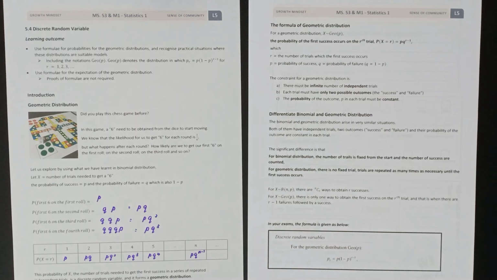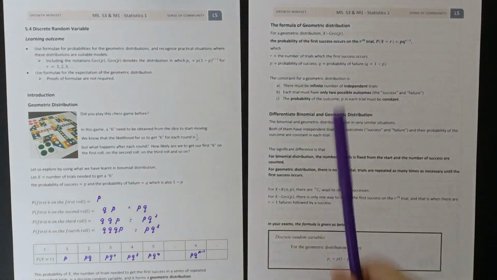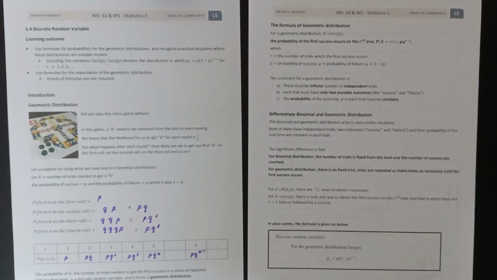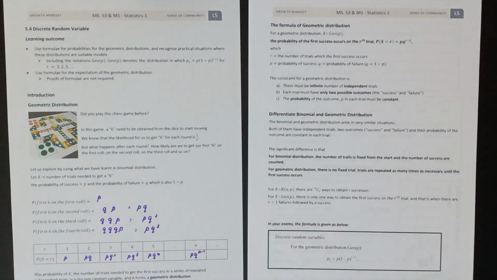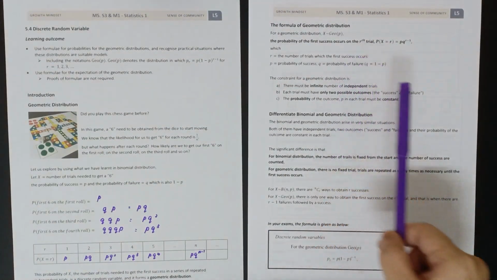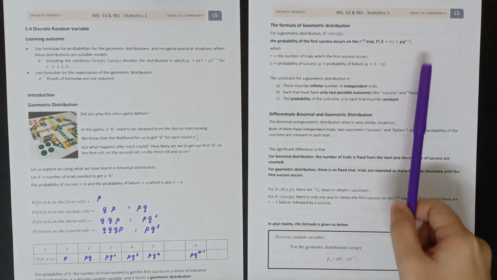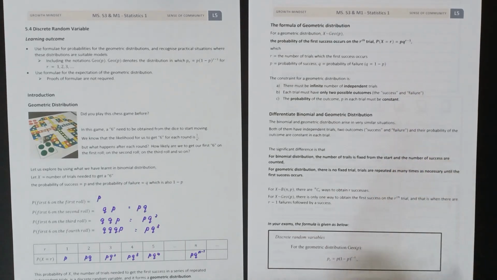Okay, so now the probability of X, the number of trials needed to get the first success in a series of repeated independent trials, is a discrete random variable, and it forms a geometric distribution. So this is basically the geometric distribution. Now let's look at the formula. For geometric distribution, the probability for the first success to occur on the r-th trial, P(X = r), is basically P Q to the power r minus 1.